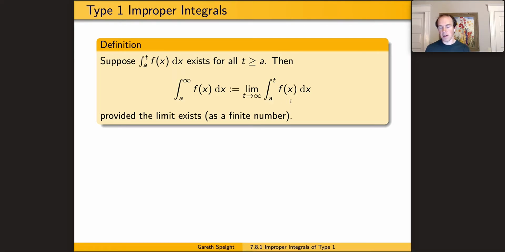We look at what we get. It's going to be a quantity depending on t, right? If we're integrating up to t, the signed area up to t is going to depend on t. We look at that quantity, and then we take the limit. And that's going to be what we mean by the integral from a to infinity.